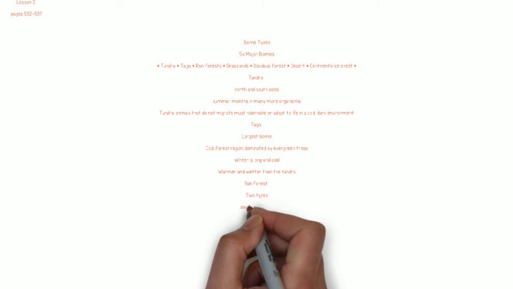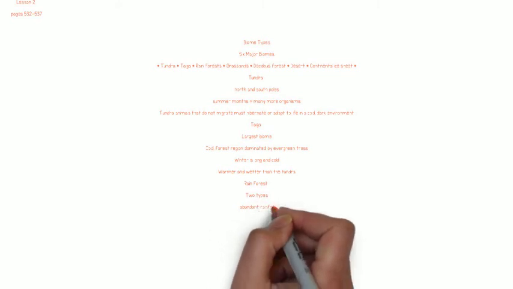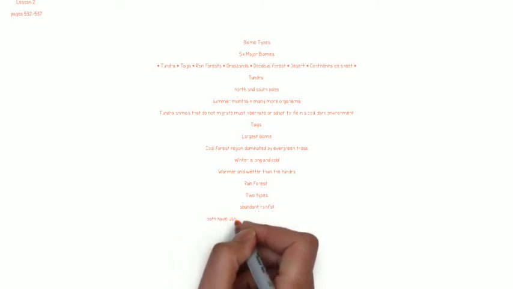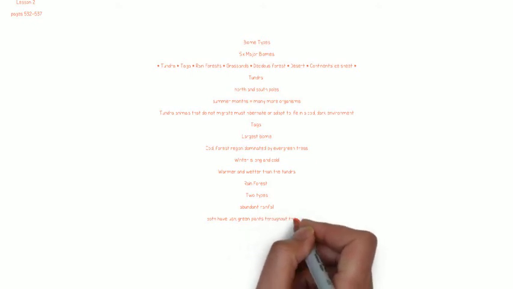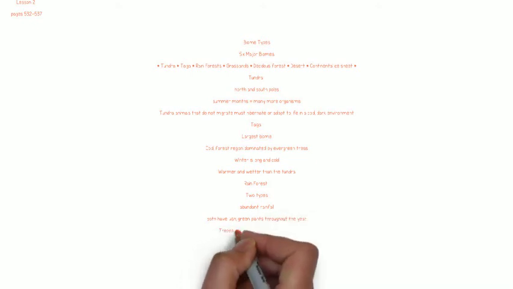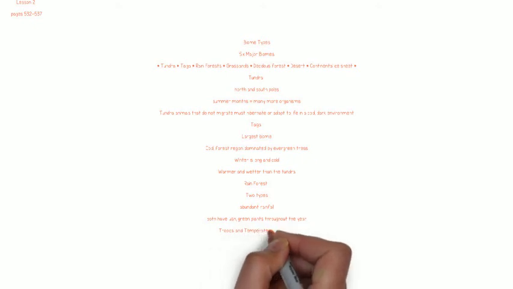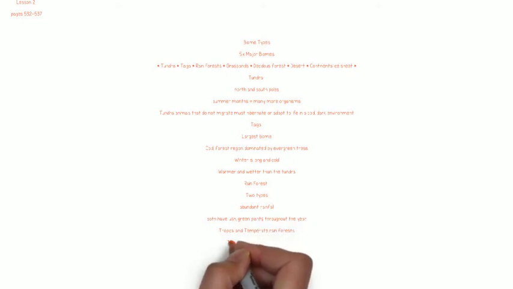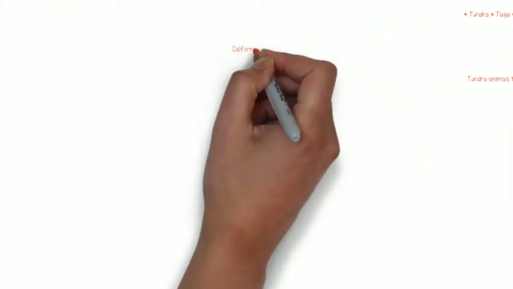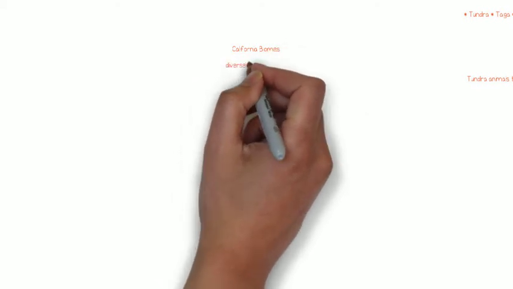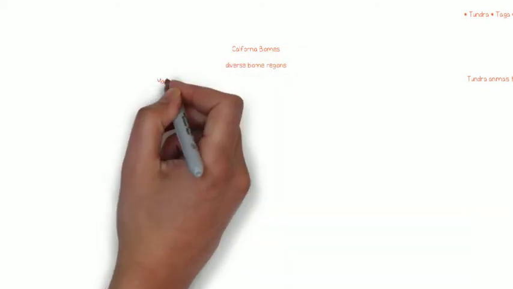The rainforest. There are 2 types of rainforests. Because of an abundant rainfall, both have lush green plants throughout the year. Tropical rainforests found near the equator support more species than any other biome. Temperate rainforests are found in coastal regions, where moist air from the oceans drops between 150 to 500 centimeters of rain yearly. California biomes. California is an area of diverse biome regions.